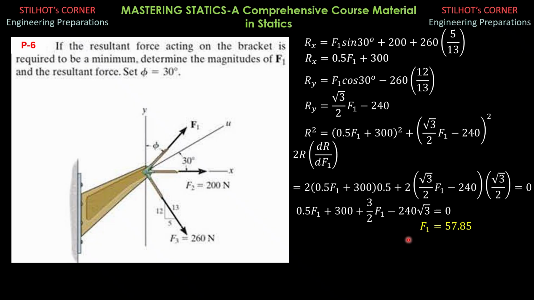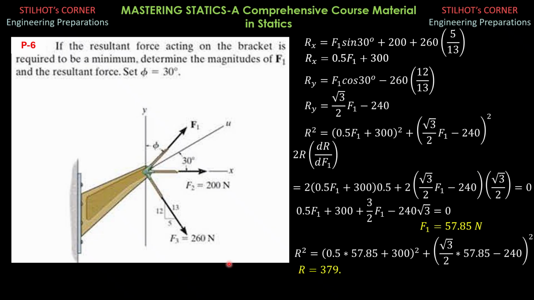F1 equals 57.85 newtons. Then for the magnitude of R, substitute here: R squared equals quantity 0.5 of 57.85 plus 300 squared plus quantity square root of 3 over 2 times 57.85 minus 240 squared. So we can now solve for R. R is equal to 379.8 newtons.